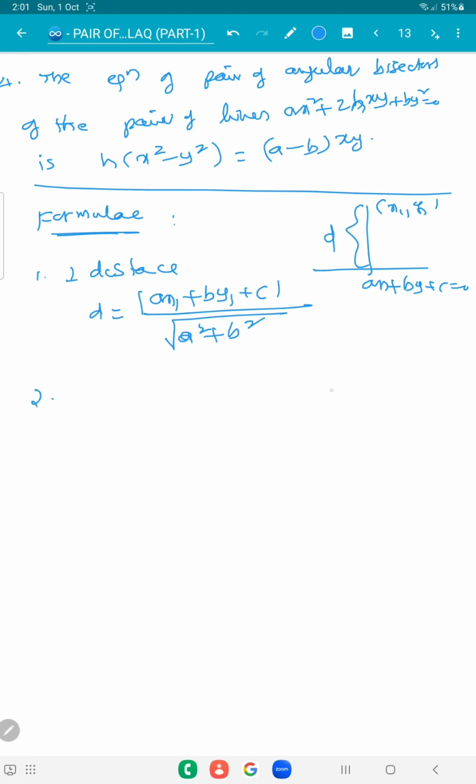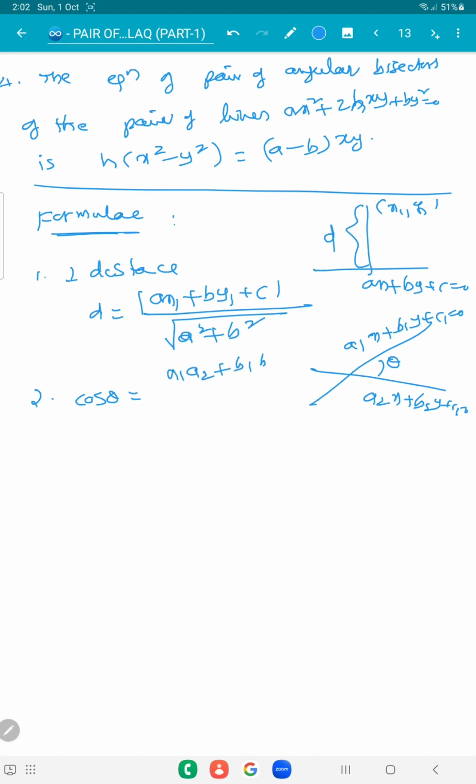Second one is that if two straight lines intersect each other, let the straight lines be a1x plus b1y plus c1, a2x plus b2y plus c2 is equal to 0, or two lines and theta is the angle between them, then cos theta formula is a1 a2 plus b1 b2 plus or minus by root of a1 square plus b1 square into root of a2 square plus b2 square. This is cos theta formula.